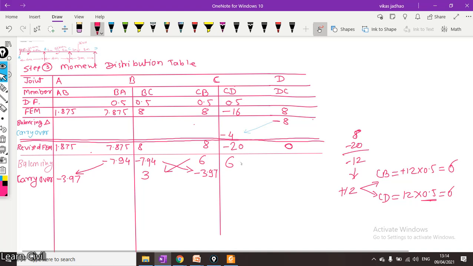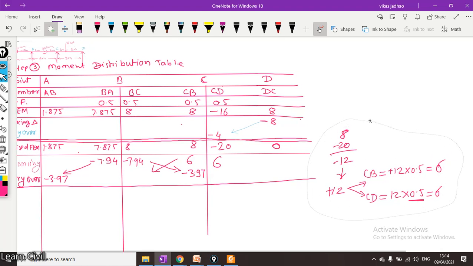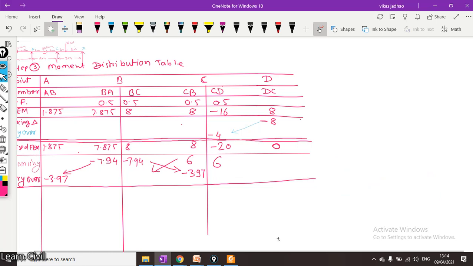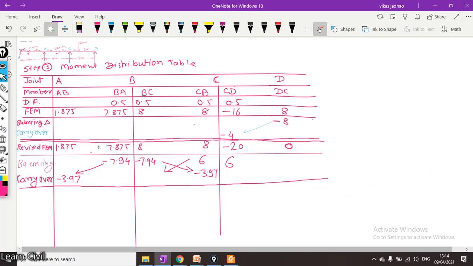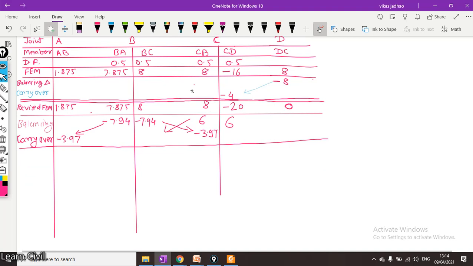Here you can see no moment will be transferred to D, because this particular support D is a simple support. Therefore no moment is transferred here. So just draw one horizontal line here again. Next step will be again balancing, because we again have some unbalancing moments here.